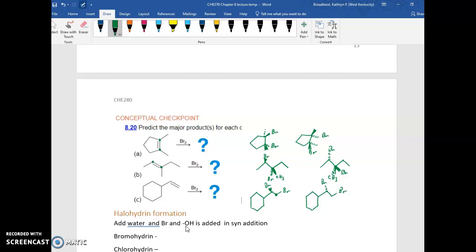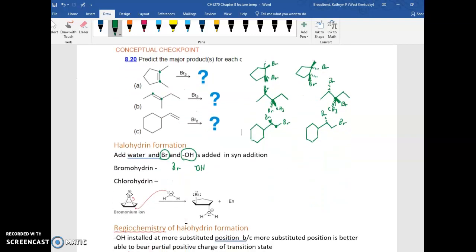All right, so if we want to add a halogen, if we would like to add our bromine and we want to add a hydroxy, this will be added in an anti addition. Bromohydrination is adding a bromo and a hydroxy, or you can add a chlorine and a hydroxy.